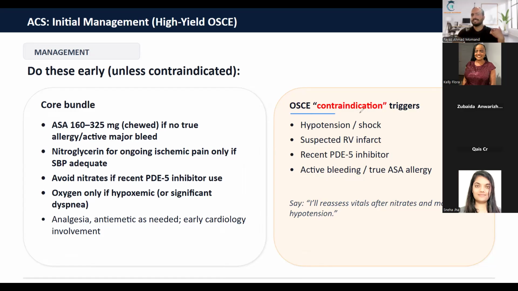Now, contraindications for nitroglycerin. If patient is in shock or in hypotension, if we are suspecting right ventricular infarct, or if patient recently used a PDE-5 inhibitor, we are going to stop, we are not going to give them nitroglycerin. For aspirin, active bleeding or true aspirin allergy. For exam, to be safe, you can say, I will reassess patient's vitals after giving them nitrates and monitor them for hypotension or potential hypotension.